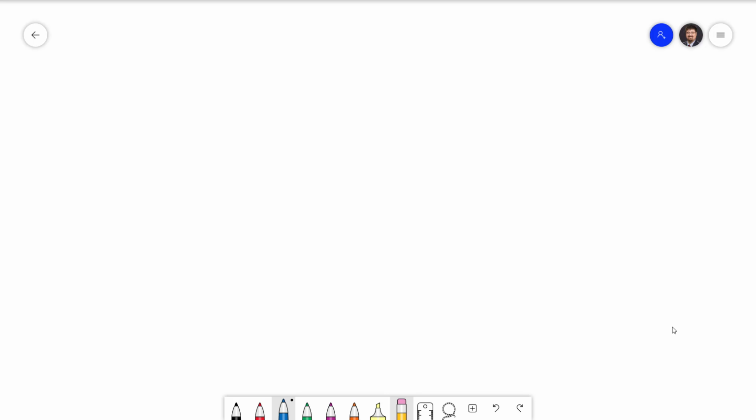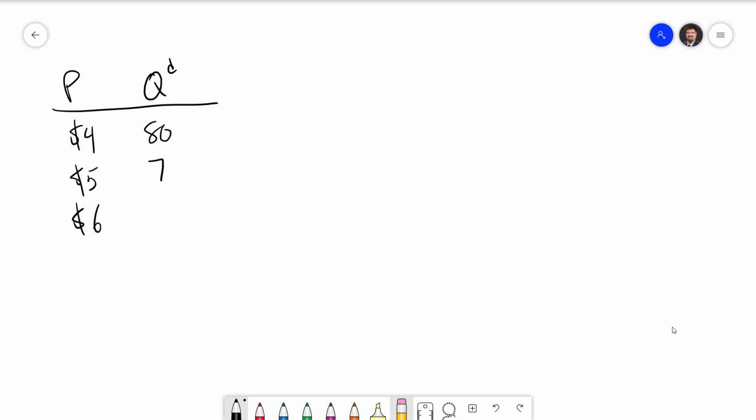I'm going to use examples to illustrate the differences between price setting and quantity setting oligopolies, but in both I'm going to use the same demand function, which I'm going to write out using a schedule, where we have price and quantity demanded, and we have prices of $4, $5, and $6, with quantity demanded of 80, 70, and 60.